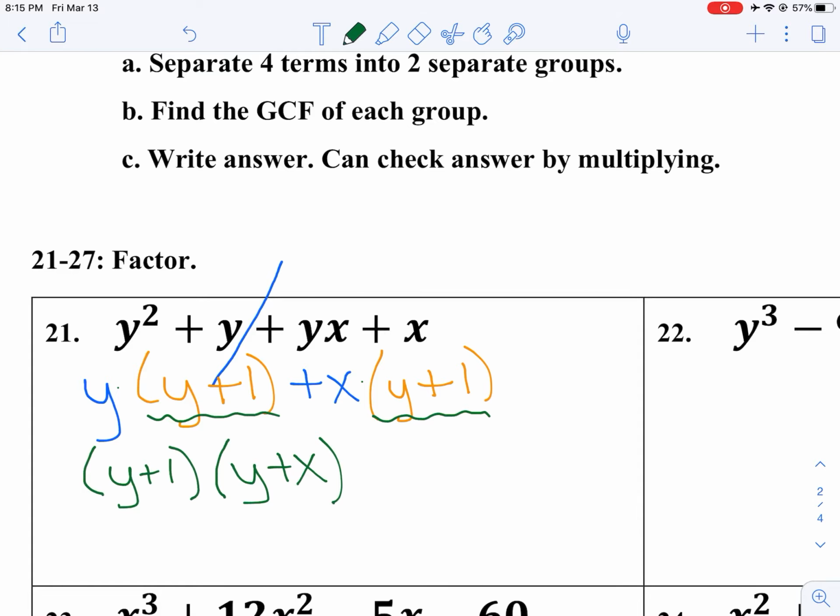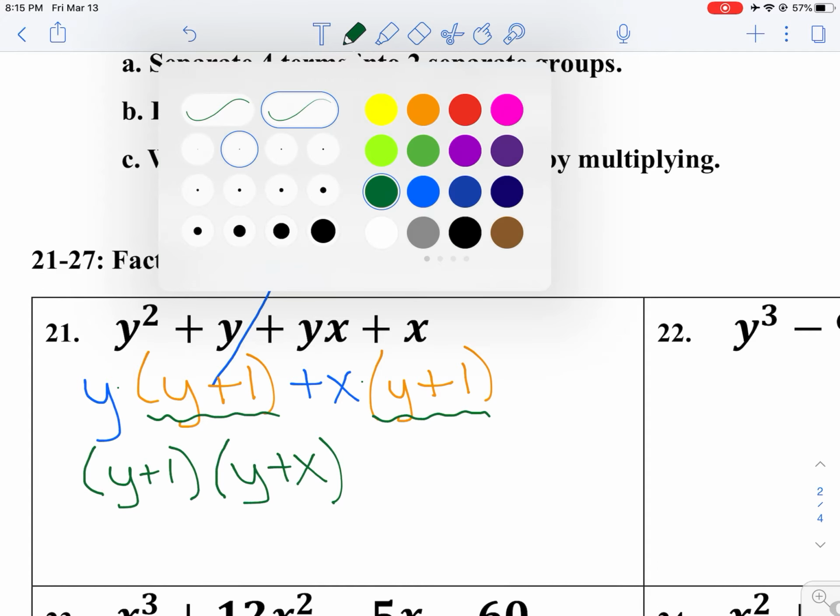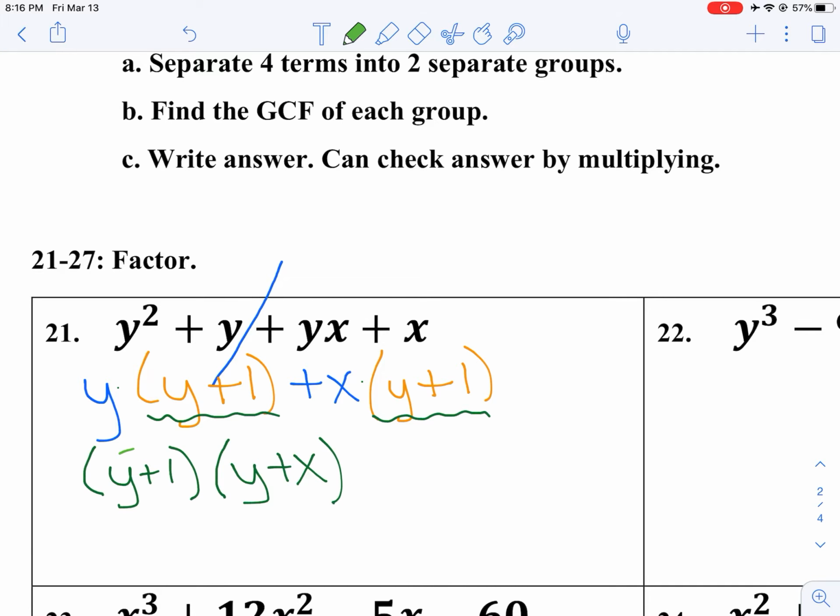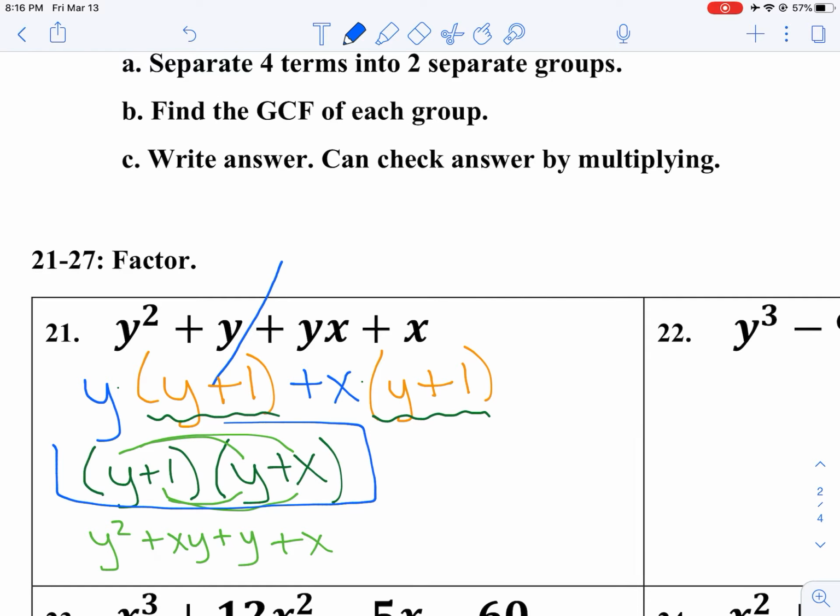Okay, now if you were to check it by multiplying, well, let's see what would happen. If I multiplied this, I would get y squared. If I multiplied this, I would get xy. If I multiplied here, I would get y. And if I multiplied here, I'd get x. Now they're in a different order, but I got the correct answer. So this right here is my answer.